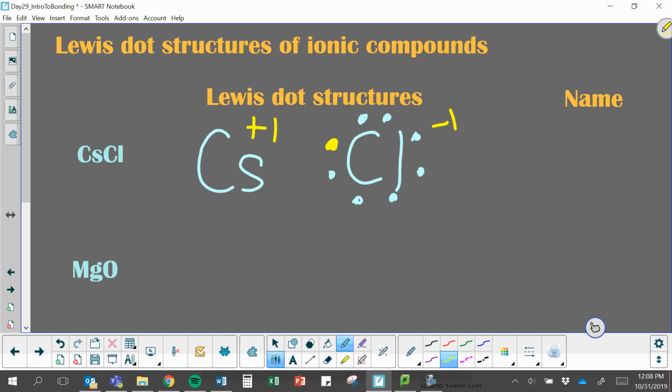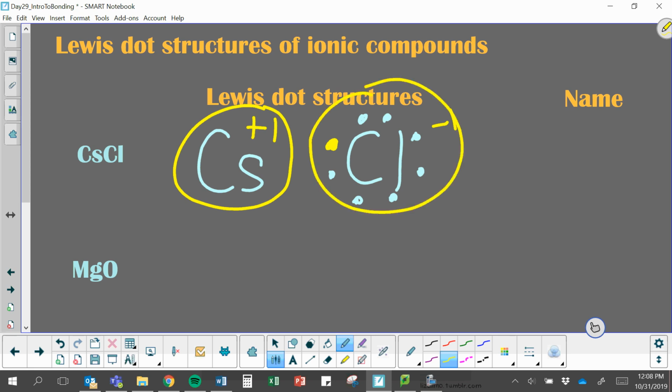One of the electrons goes to the other one, and because of that, the positive charge of this atom and the negative charge of this atom, what do opposite charges do? Attract. So they attract, and that's why we have a bond. That's why they're connected, because they have different charges. Okay, so what would we name this? Cesium chloride.